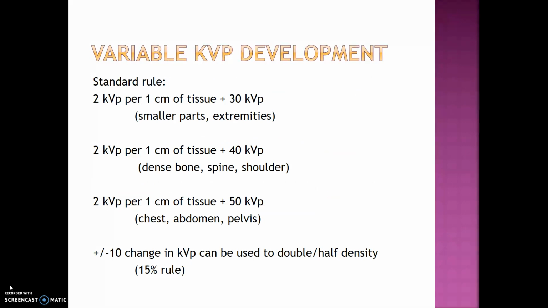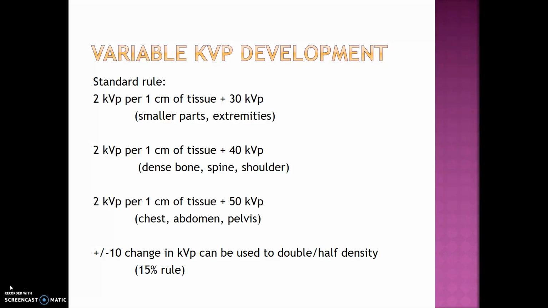For variable KVP development, the standard rule is 2 kVp per 1 centimeter of tissue. For smaller parts, such as extremities, there's a base of 30 kVp. For dense bone, spine, and shoulders, there is a base of 40 kVp. And for parts such as chest, abdomen, and pelvis, there is a baseline of 50 kVp.